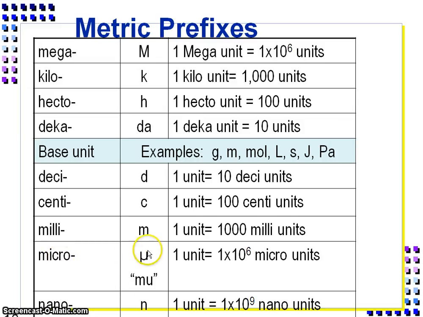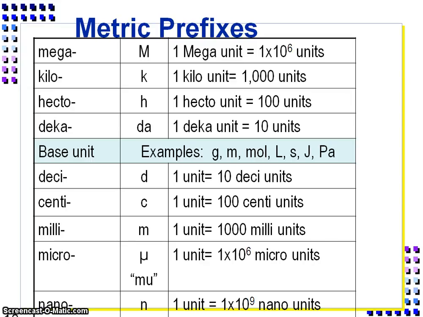Micro. Micro has this funny little symbol. It's the Greek letter mu, and it looks sort of like a funky, strangely written U. 1 gram would be equal to 1 times 10 to the 6th, or 1 million micrograms. So micro means million. The last one to know is nano, abbreviated with the lowercase n. 1 gram would be equal to 1 times 10 to the 9th, or 1 billion nanograms. Nano and 9, I can remember in my head that those both start with n, so they seem like they're the same. Now, I just used grams in all of my examples, but you could do this with any unit.